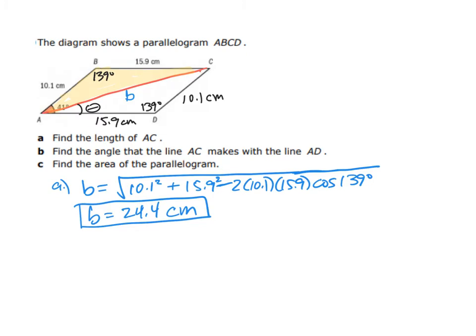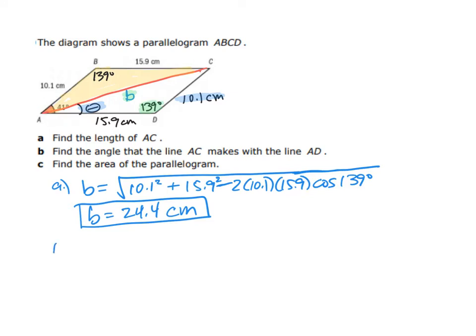Okay, so to find theta, we could use law of sines. Let's see if we can make it work. So I'm going to grab a highlighter, and I'm going to highlight theta and the side opposite it. And then remember, we know what b is now. So let's highlight b and then the angle opposite b. So that's a perfect setup for law of sines.